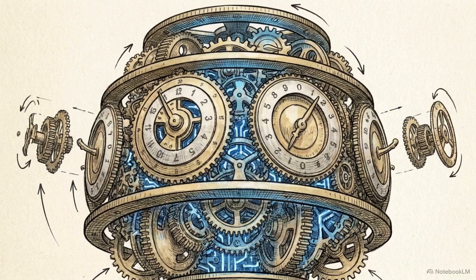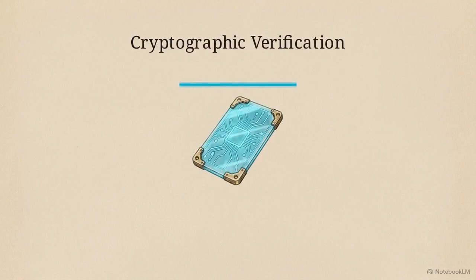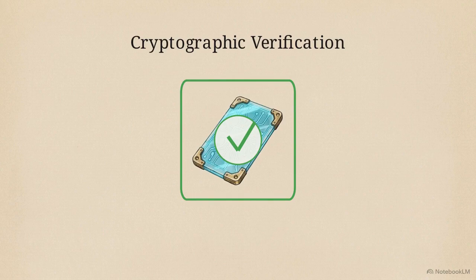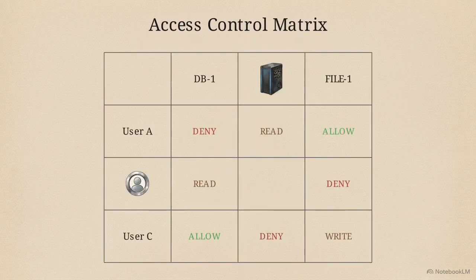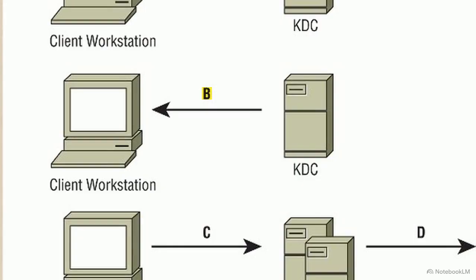Once the request hits the Key Distribution Center, the protocol shifts to internal processing. The KDC performs two rapid tasks. First, it cryptographically verifies the validity of the submitted TGT, ensuring the ticket hasn't been forged or tampered with. Second, it queries its internal access control matrix to confirm that this specific user possesses the privileges required for the requested target server. Assuming the privileges are verified, we move to point B.